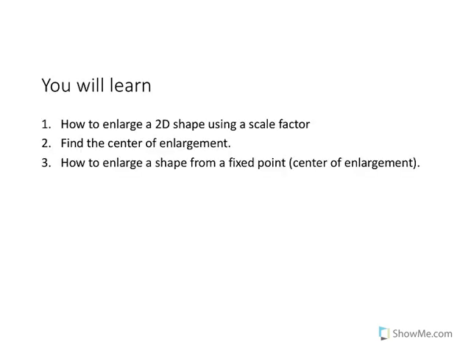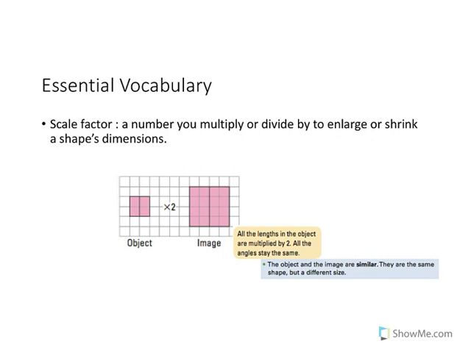This is Chapter 10b on enlargements. So there's 3 skills in this one: enlarging a 2D shape using a scale factor, finding the center of enlargement, and enlarging a shape from a fixed point or the center of an enlargement. So first of all, you need to understand scale factor.